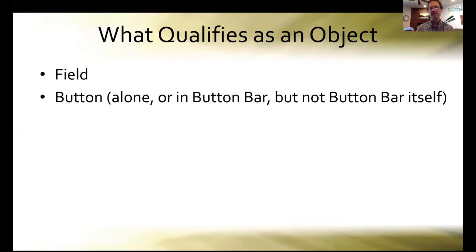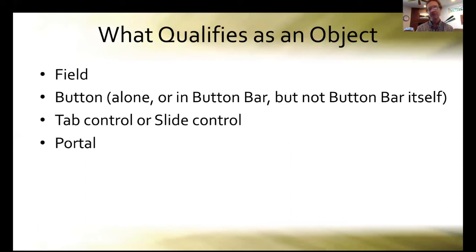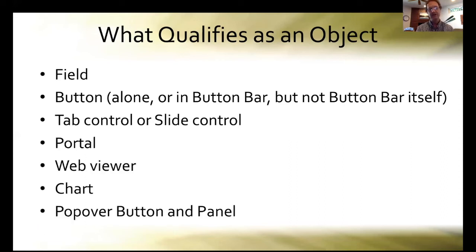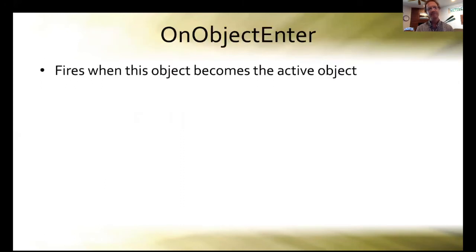You can't apply object level script triggers to a button bar, only to the individual button segments within a button bar or to a solo button. A tab control or slide control is an object, a portal, a web viewer, a chart, and a popover button and a popover panel. All of those are objects that can listen for those object level script triggers.